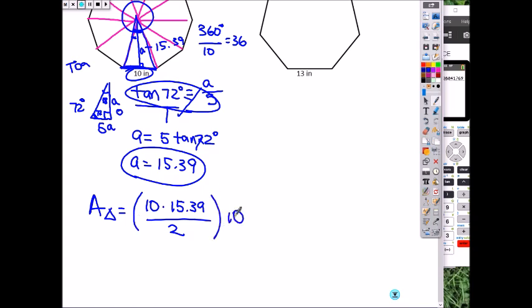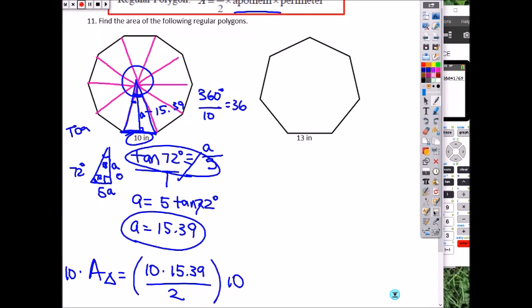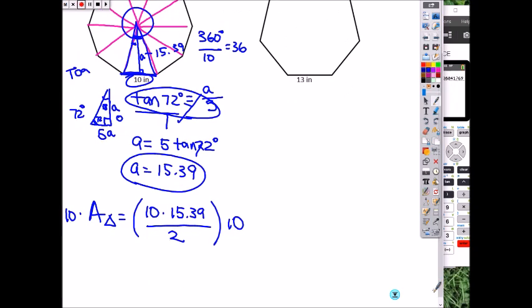But guys, look at this. Oh wait a minute, this is the area of a triangle times 10 because you have 10 of them. Watch, look at this. Isn't this the same as what we have up here? Half, apothem is 15.39. And what's the perimeter? 10 times 10. You see how they're the exact same formula? So from here, you just plug this whole thing into the calculator.